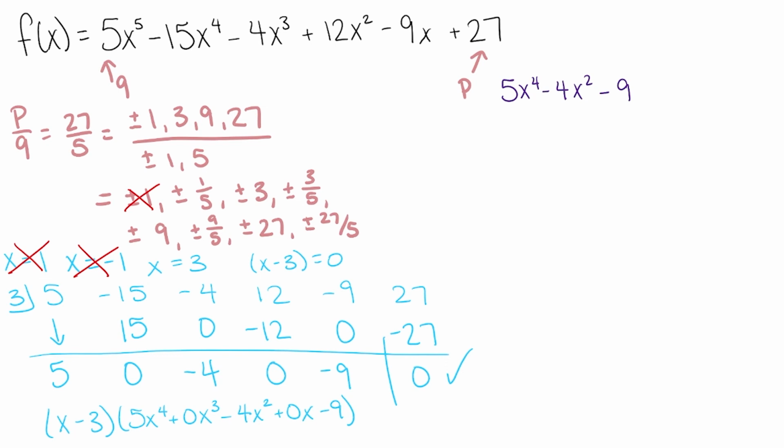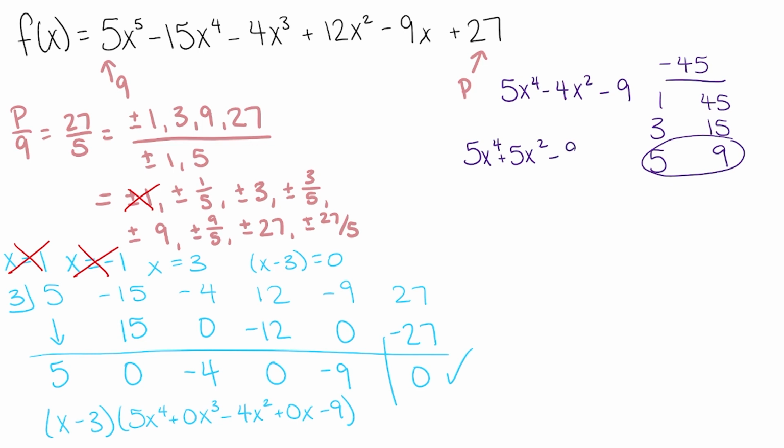So let's work through this just like a quadratic function. We can take our a and c term, multiply those. So 5 times negative 9 is negative 45. And the factors of negative 45 are 1 and 45, 3 and 15, and 5 and 9. So 5 and 9 are the two factors that are going to add to give us negative 4. So we can expand our current polynomial and rewrite this as 5x to the 4th plus 5x squared minus 9x squared minus 9. And the positive 5 and negative 9x squared give us that negative 4.